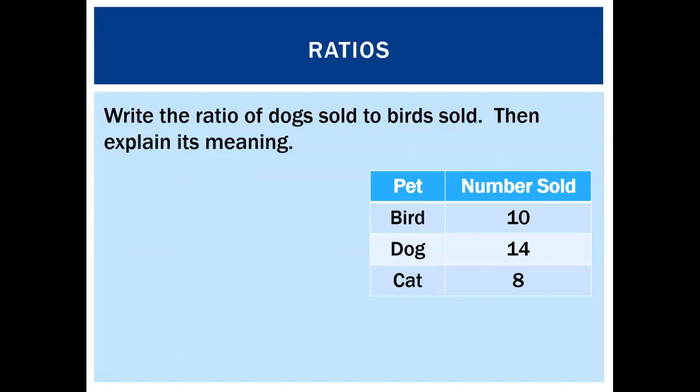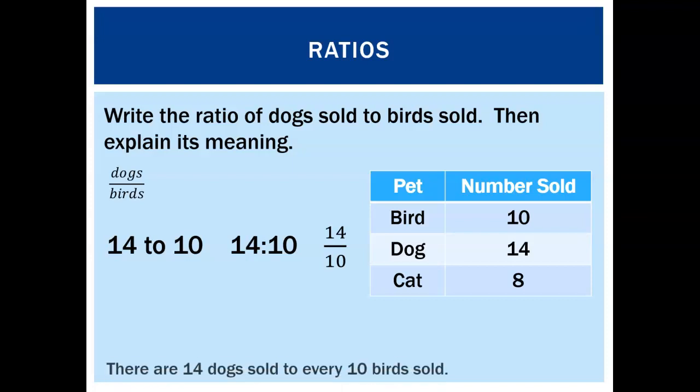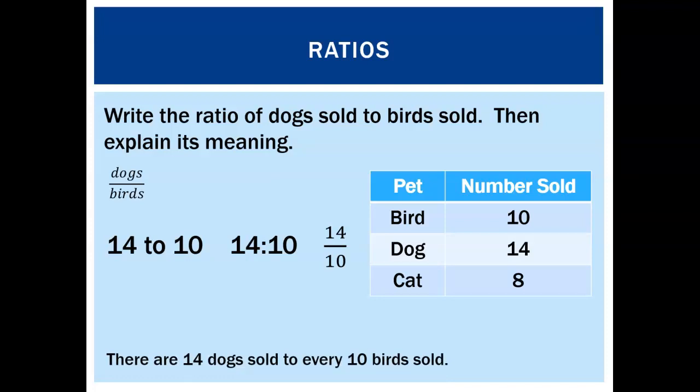Let's write the ratio of dogs sold to birds sold, then explain its meaning. Our word ratio would be dogs to birds because we are comparing the first item to the second. We can see from the table that 14 dogs were sold and 10 birds were sold. We would write our ratio as 14 to 10, 14:10, or 14/10. And as I mentioned before, there is no need to turn this into a mixed number or to simplify the fraction when we are working with ratios. Our ratio tells us there are 14 dogs sold to every 10 birds sold.